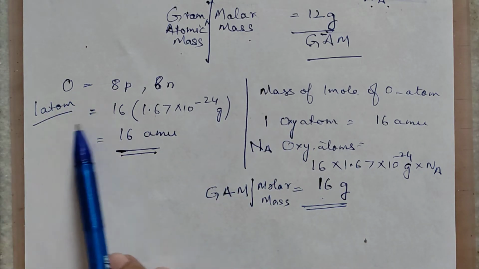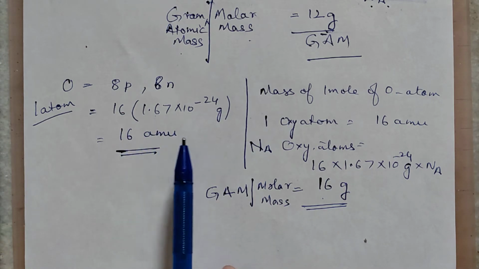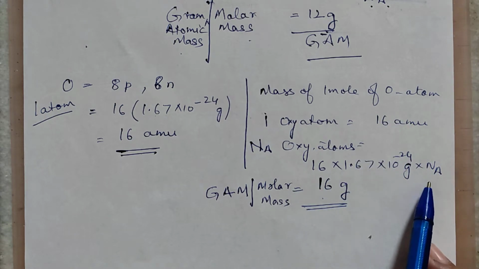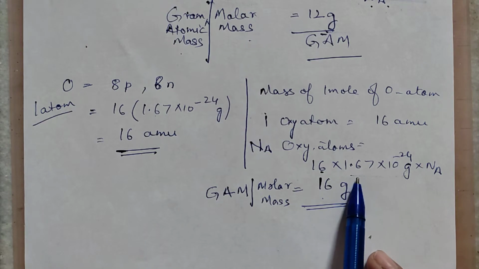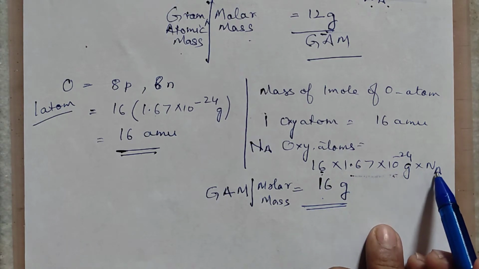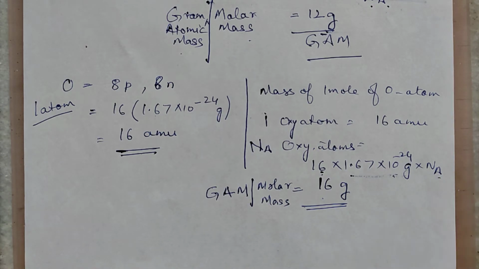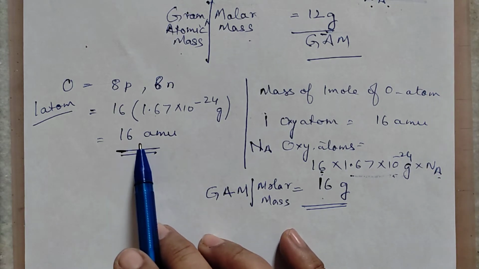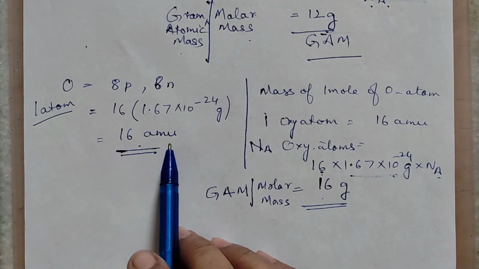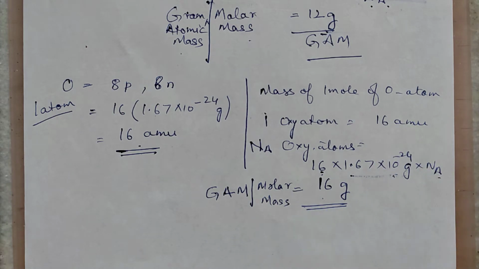For one oxygen atom, the mass is 16 AMU. For 1 mole, you are going to multiply with this 16 times of AMU. This is 1 AMU, 16 times of AMU. And further, you are multiplying this with Avogadro number because we calculated for Avogadro number of atoms. Otherwise, it was 16 AMU, that was atomic mass, for 1 oxygen atom. For 1 mole of atoms, we will write like this.